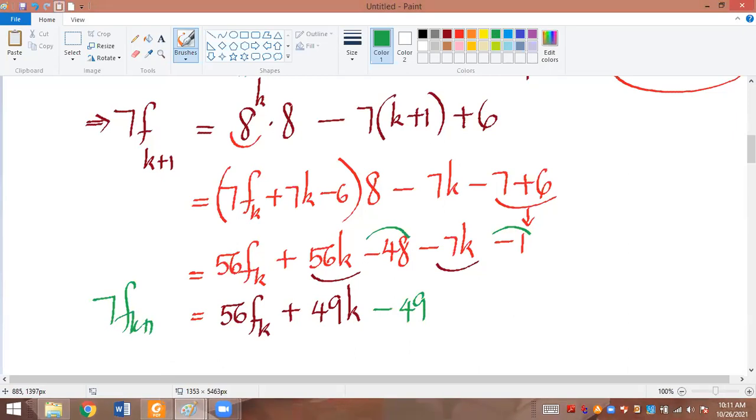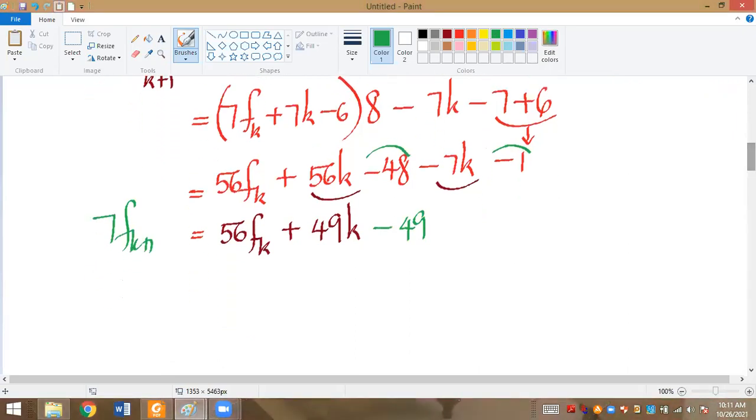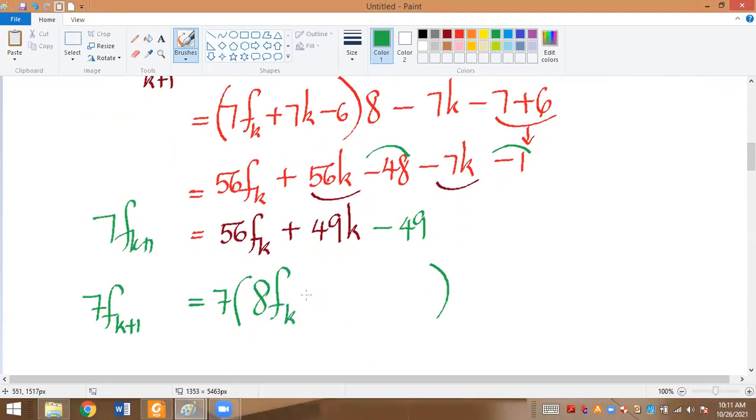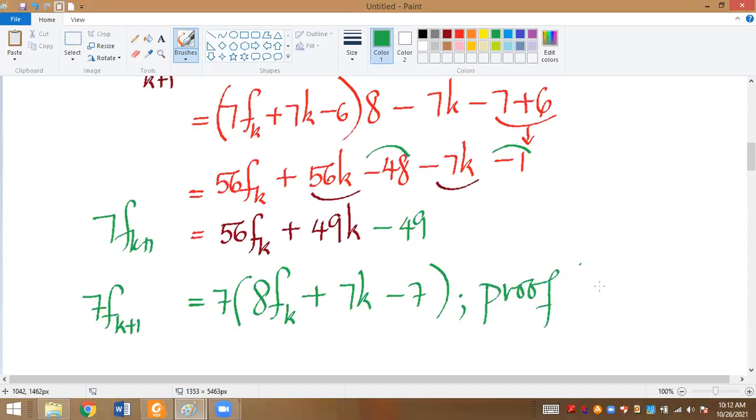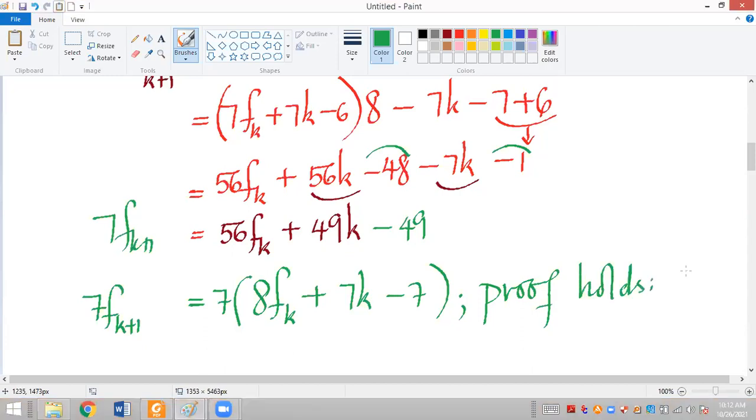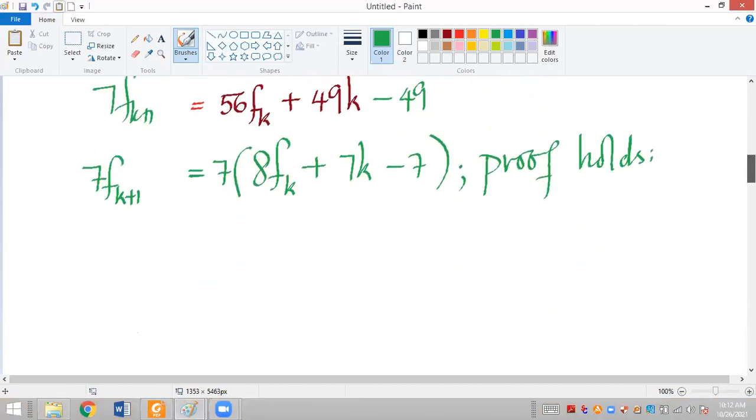Now, is it possible to factorize out a 7 to create a multiple at k plus 1? You say 7 out? Yes. What is that 7 giving us inside? Is that 8 power k plus 7k minus 7? Yes. Which is a confirmation that the proof holds.